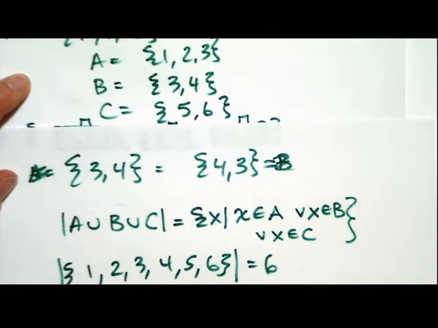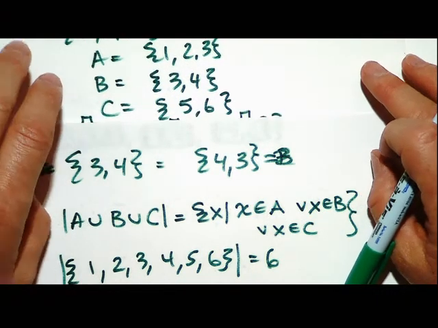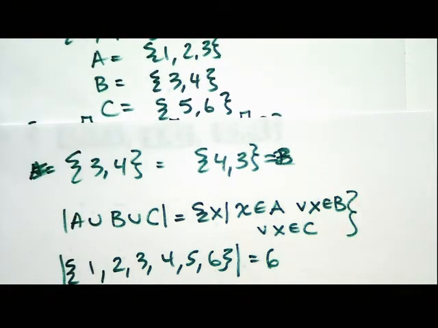So whenever you are asked a question about size, you want to ask the question, am I counting unique elements or am I counting how many things? So if you're counting the size of a set, you are counting only unique elements. Yes. That's right. I never count anything twice for sets.